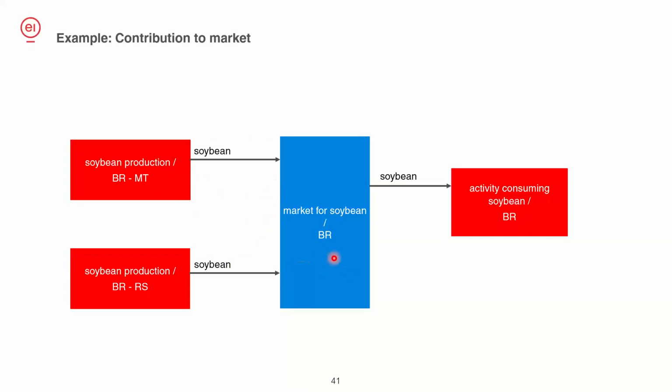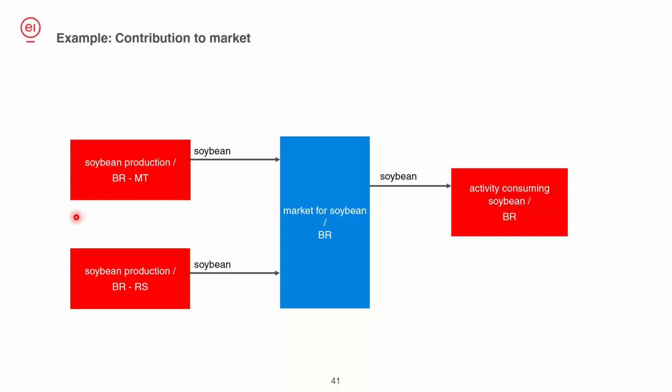When we have linking through markets, let's see this through an example. We have soybean production in 2 states of Brazil, and both activities produce soybean. Then we have a market for soybean for Brazil, and both activities supply this market. And the market then supplies any activity consuming soybean in Brazil.